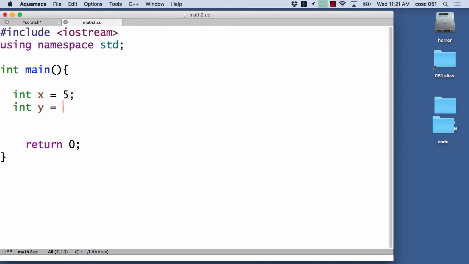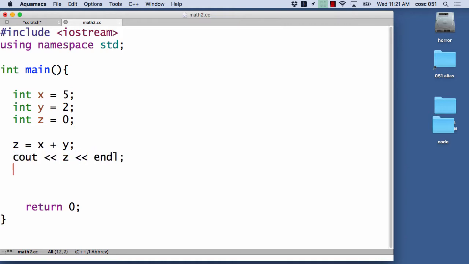Int y equals 2. Int z equals 0, okay? So we did a bunch of stuff. We did z equals x plus y. This is pretty straightforward. We can output z and see what we got there. We can do z equals x minus y. It's pretty straightforward, right? Everybody good on this?